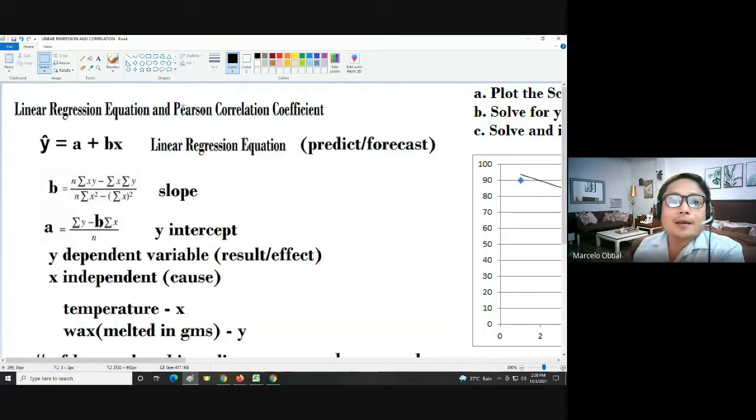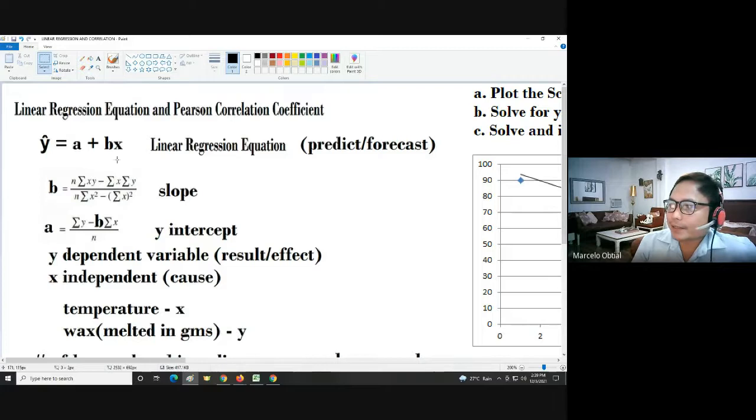Now, when we're talking about linear regression equations, what's the purpose of this? The second question is, bakit kasama palagi yung correlation coefficient, sir? May partner talaga sila palagi, class. You will know later why. So let us discuss first the linear regression equation.